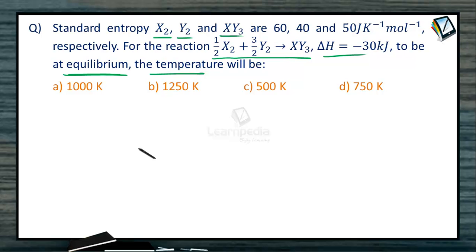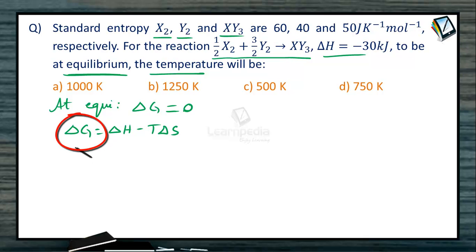important and basic point that at equilibrium, delta G is always equal to 0, isn't it? So our equation delta G equals delta H minus T delta S. In this one, as delta G is equal to 0, now we have the relation delta H is equal to T delta S. What is delta H? That is clearly given as minus 30. And this temperature at which this reaction is at equilibrium, that is what we are calculating.